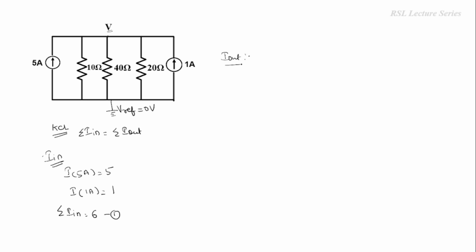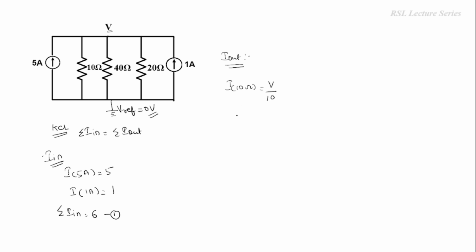So we are assuming that currents flowing through the resistors are considered as outgoing. First we have to write down the current flowing through the 10 ohms resistor. For that we have to apply Ohm's law. By Ohm's law, I is equal to V by R. The voltage across this particular 10 ohms resistor is V minus 0, V minus V reference. V reference is nothing but 0 volts, so V minus 0 is simply V.